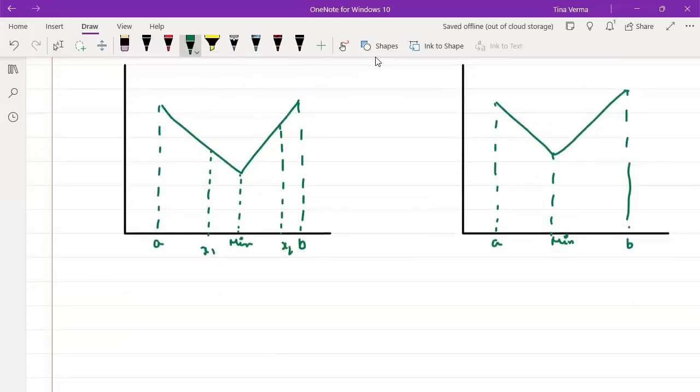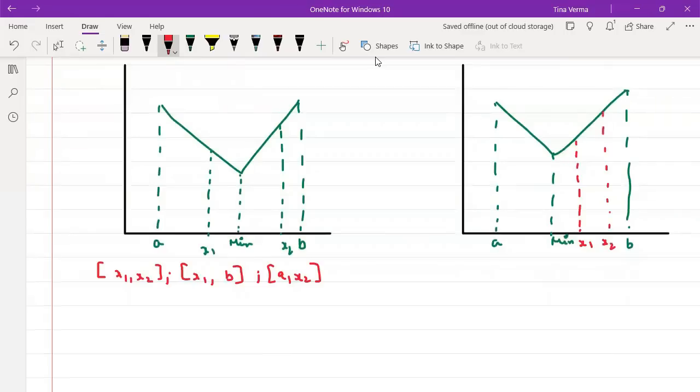So what is the interval in this case? We have interval x1, x2, right? And we have interval x1, b. A, x2 also, right? And in this case, what can be the case? जो हमने पिछले में discuss किया था, that here can lie x1 and here can lie my x2. So here x1 is less than x2, but the function value at x1 is less than x2. So what is the interval in this case?